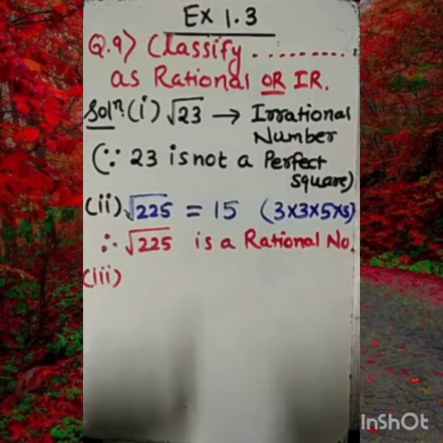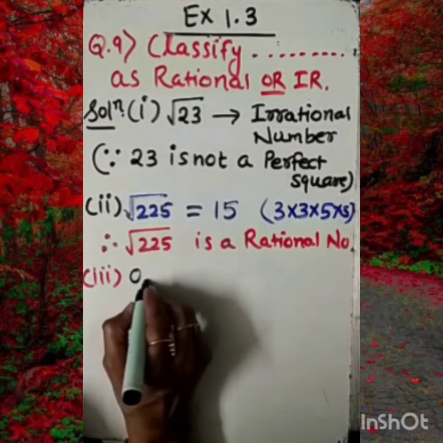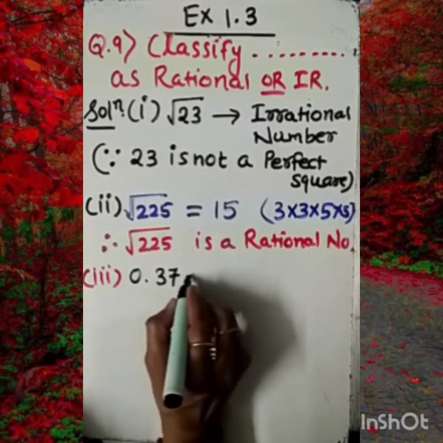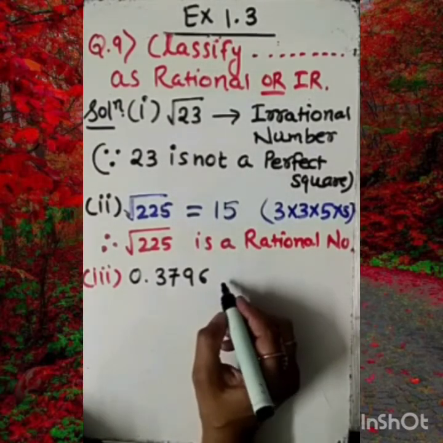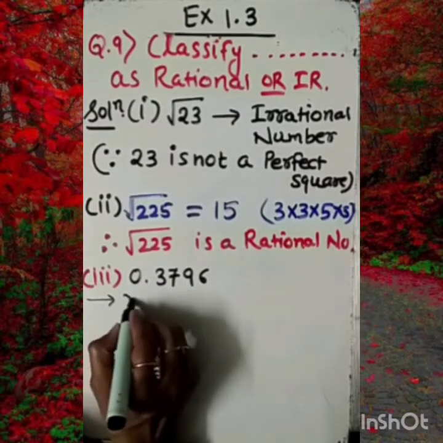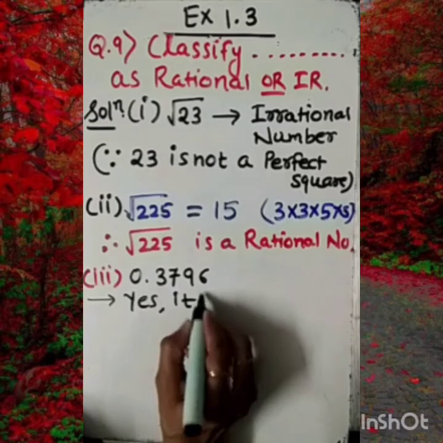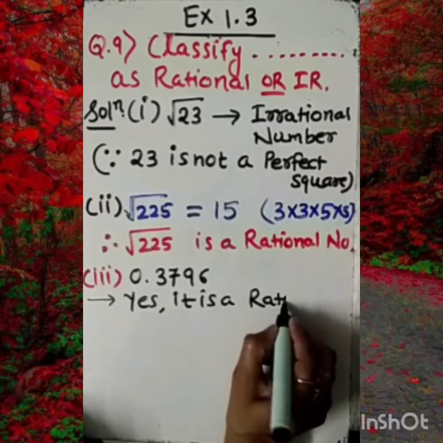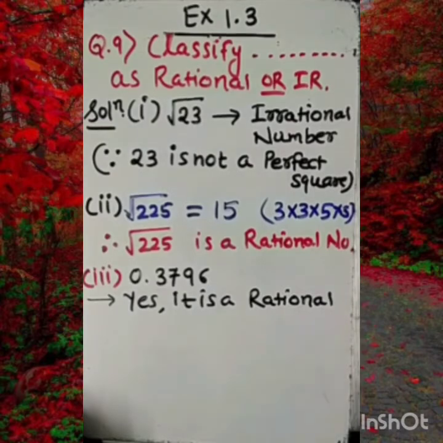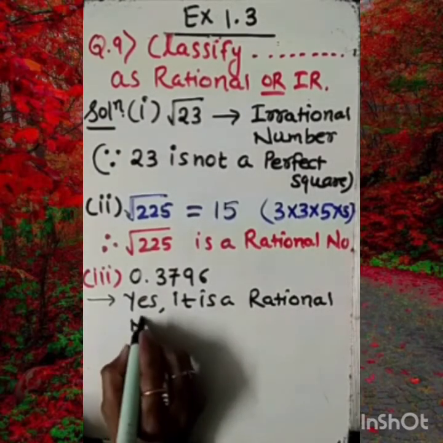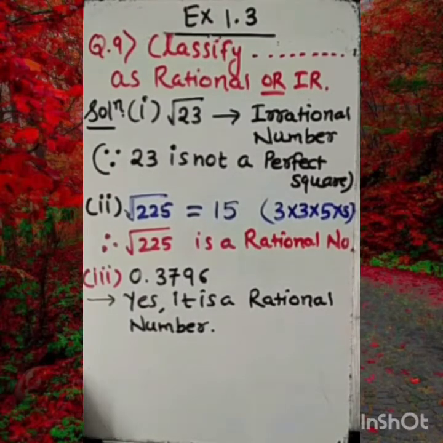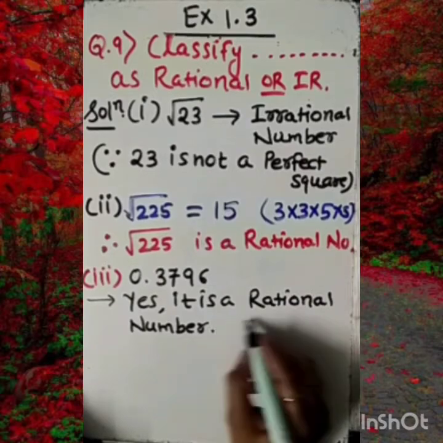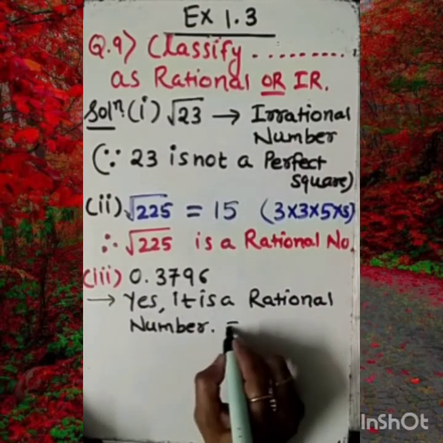Now the third example we are given is 0.3796. Now they are asking, is it a rational number? Of course, it is a rational number. So we need to mention yes, it is a rational number. The reason I am considering it so is because it is terminating, and all terminating numbers are always rational, because you can write the reason behind that.